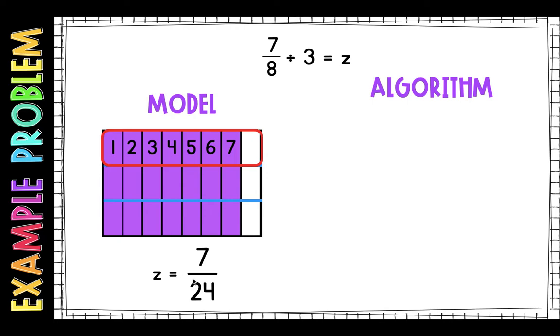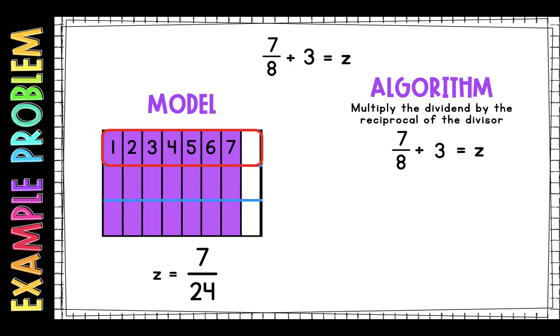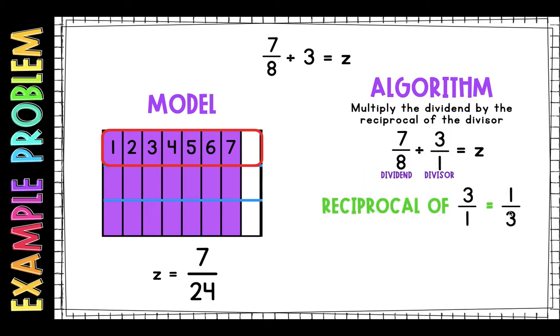Now let's test out the algorithm. Again, I'm going to multiply the dividend by the reciprocal of the divisor. So that means I have 7/8 divided by 3 equals z. And again, I'm going to make my 3 into a fraction by putting it over 1. So now I can see my dividend is 7/8 and the divisor is 3 wholes, or 3 over 1. So to follow the algorithm, I need to figure out the reciprocal of the divisor. So the reciprocal of 3 over 1 would then be 1 over 3.